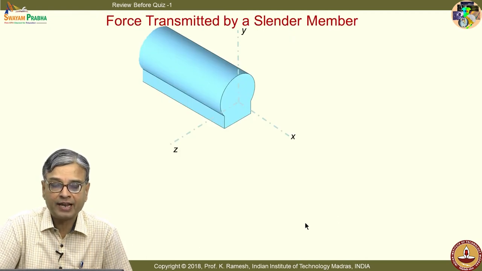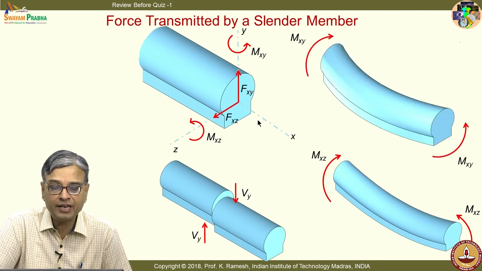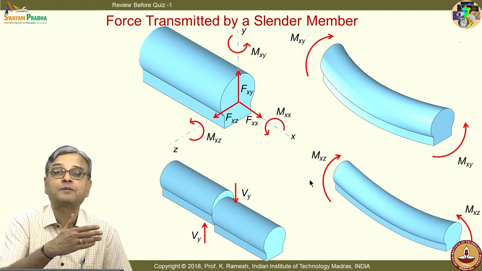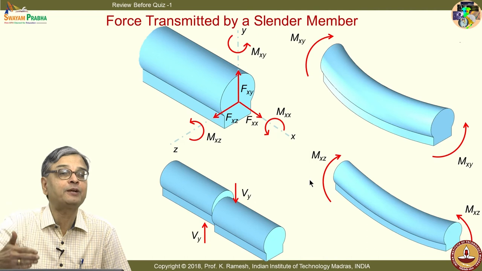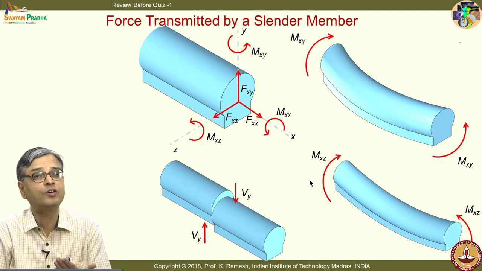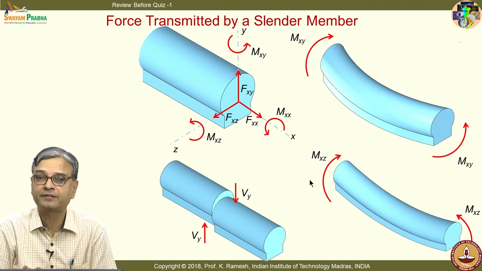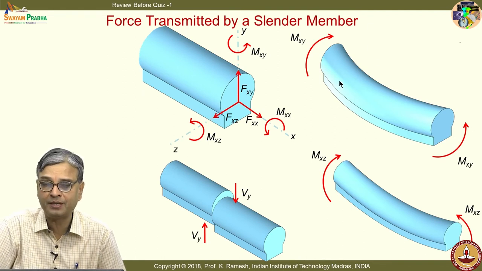Not only this, when I have a slender member, it can in principle transmit three forces and three moments. And we have seen bending moment in the plane xy. We have looked at bending moment as Mxz. Suppose you have a member which is transmitting force in one direction, also transmitting force in a direction perpendicular to that. You can apply principle of superposition, draw the bending moment diagram for this loading, draw the bending moment for the other loading. So, the principle of superposition can be exploited for this also. Even though we have not solved any problem, you can also handle such situations.